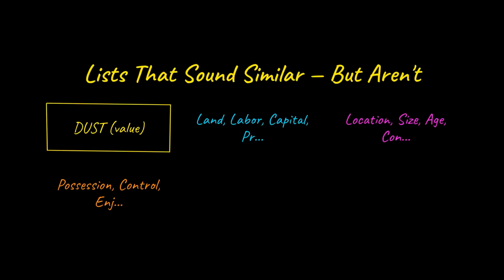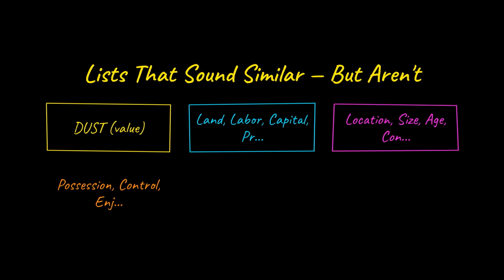Examiners test whether you can separate DUST from 3 look-alike lists. The factors of production explain how goods are made. Physical characteristics describe a building for appraisal adjustments. And the bundle of rights describes what an owner may do. None of these explain why a property has value.